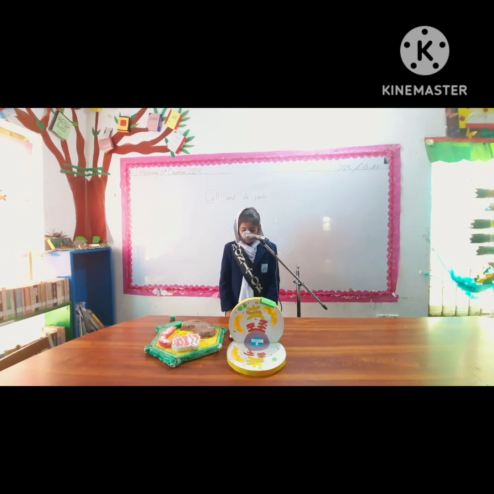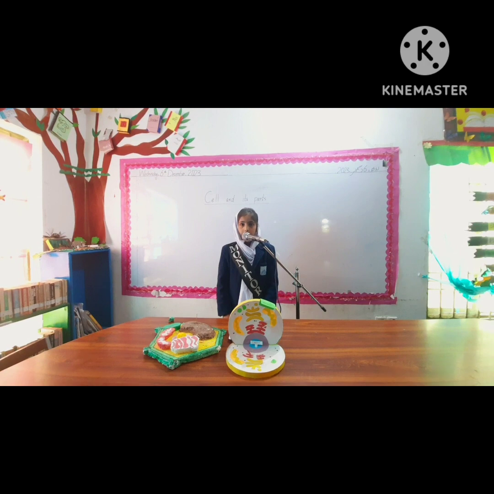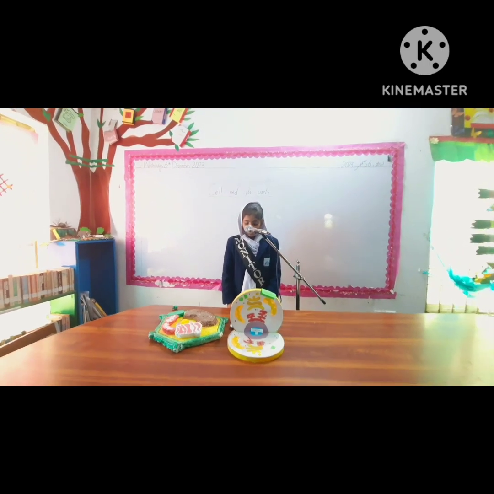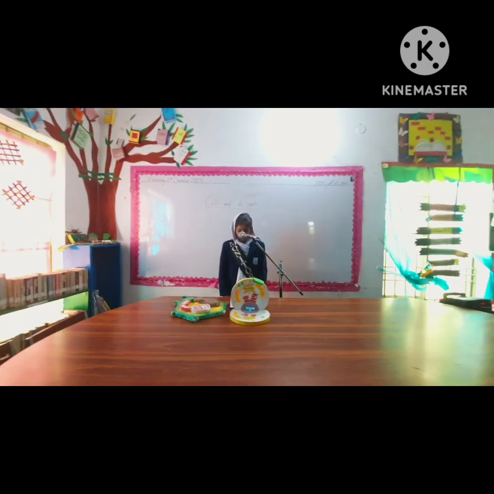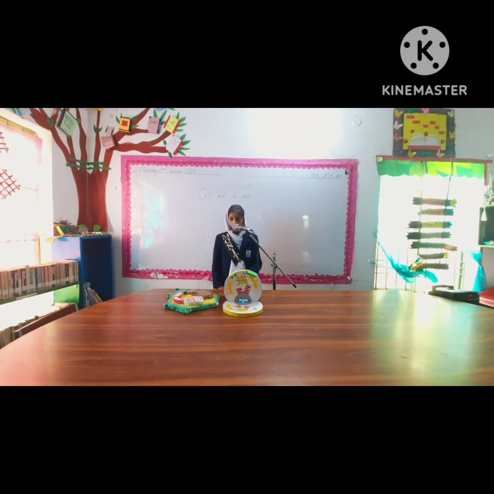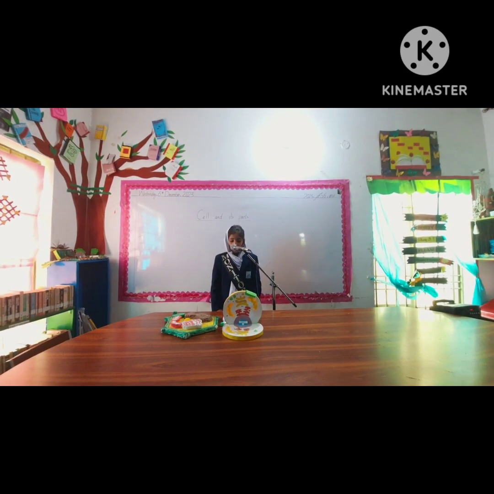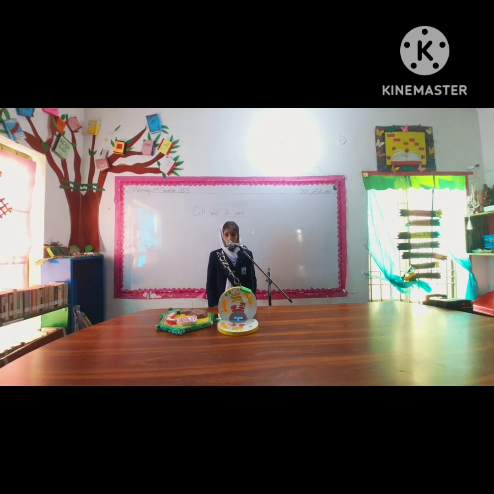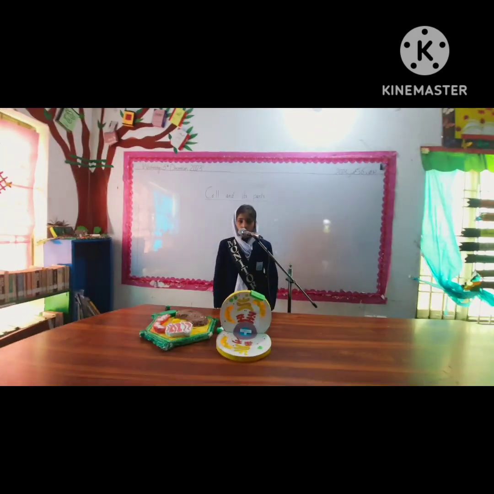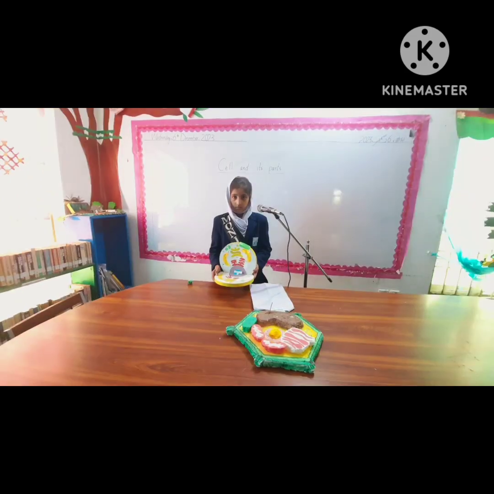Our next topic is the cell wall. The plant cell as well as fungal cells have a covering surrounding the plasma membrane called the cell wall. It is non-living and rigid. The cell wall is made out of a material called cellulose. It maintains the shape of the cells.